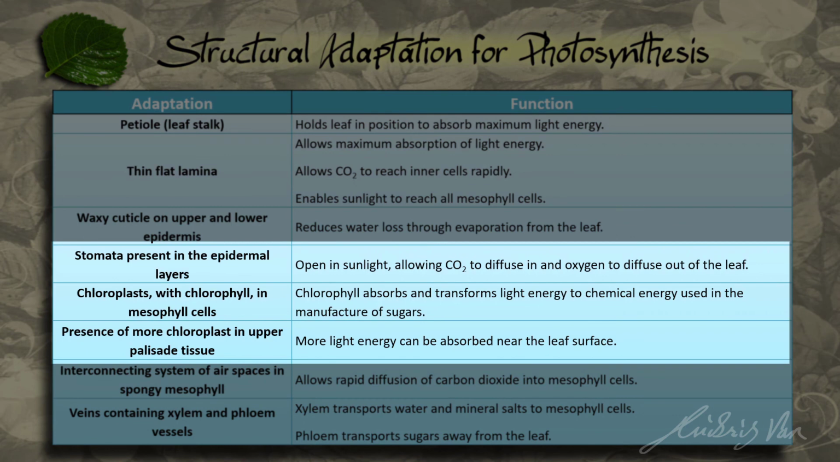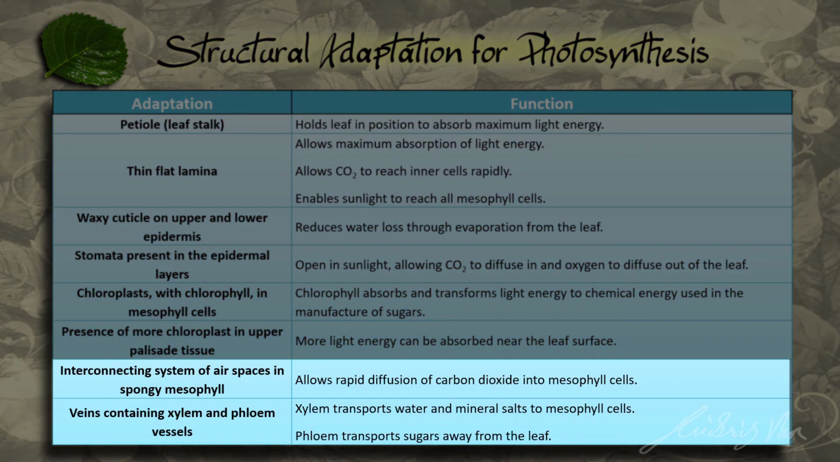Stomata that open in the day to allow carbon dioxide to diffuse in and oxygen to diffuse out from the leaf, very important. I even have one video dedicated to stomata. Chloroplast with chlorophyll in the mesophyll cells as well as the guard cells helps absorb light and convert it into chemical energy, which is to be used to produce glucose. Important. Most chloroplast is in the upper palisade mesophyll cells. This is because light energy can be absorbed near the leaf surface. Important.